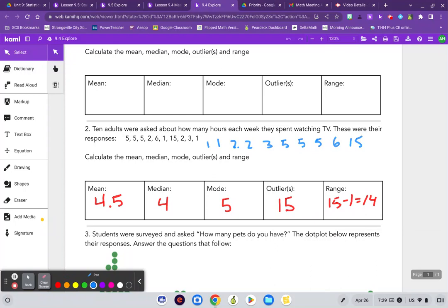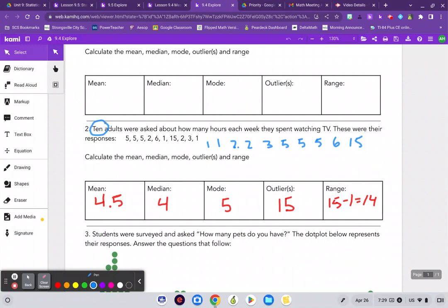You should have had the opportunity to try to calculate the mean, median, mode, outliers, and range. I do want to talk about a couple of things here. So again, the mean, I would add up all of these numbers, and this time I'm dividing by 10 because there were 10 adults that were surveyed to get a mean or average of 4.5.